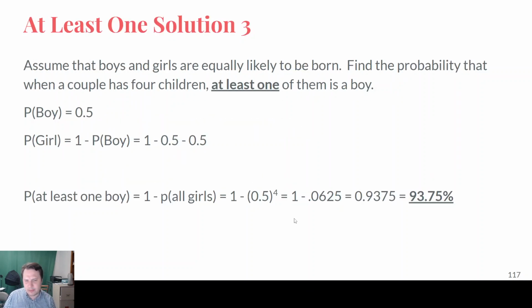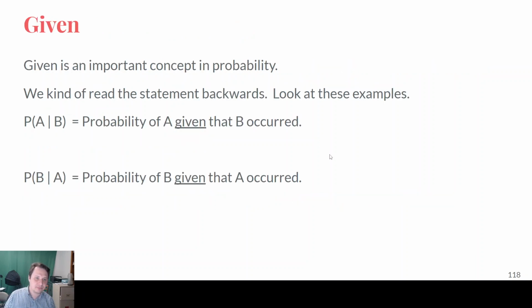So I know that's a little bit confusing. If you do it a couple times and just follow these steps, the steps are the same every single time if it's one of these "at least one" problems. That brings us to the final concept in Chapter 4, which is all on probability. And we need to talk about a really important word in probability, and that word is "given."